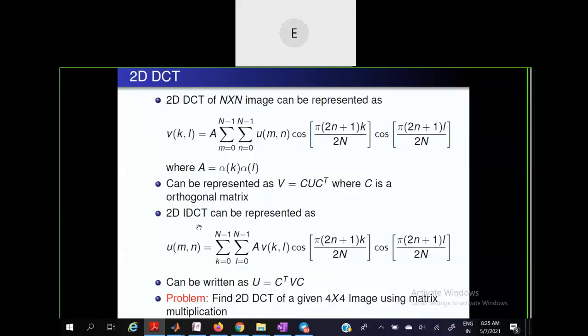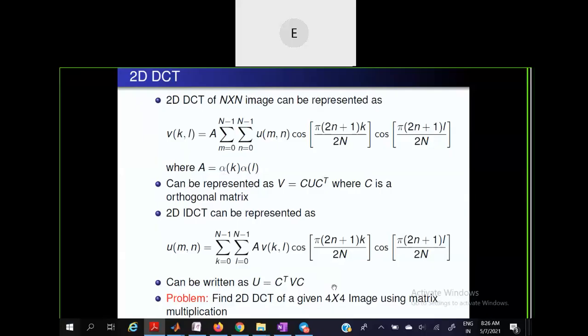Similarly, the 2D IDCT, inverse discrete cosine transform, can be represented. The only change is that U of MN will come here, V of KL goes here, and the summation is K equal to 0 to N minus 1, L equal to 0 to N minus 1, and this orthogonal function doesn't change. Carefully observe, there is no change at all, same orthogonal basis function. Which can be written in the form of the equation C transpose V into C. So I can find the forward transform using this equation, and the inverse two-dimensional DCT using this equation.